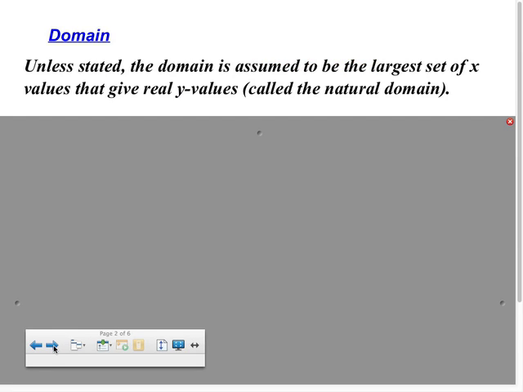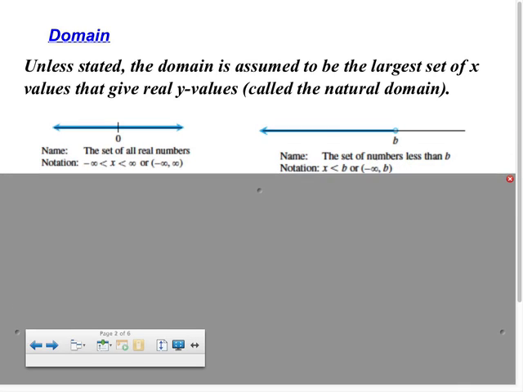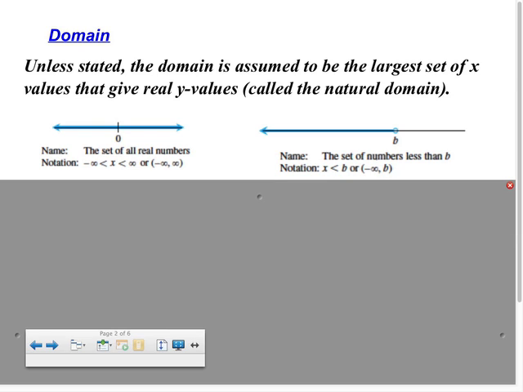All right, unless it's stated otherwise, the domain for the functions we will look at will be assumed to be the largest set of x values you can come up with that then give you real y values. That's what's called the natural domain. Now, just to review with you how to write intervals using interval notation, we can say, for instance, that the domain is all real numbers. And you've seen it here with inequalities, right? And then you've also seen this in pre-calc where we use the parentheses and the brackets.